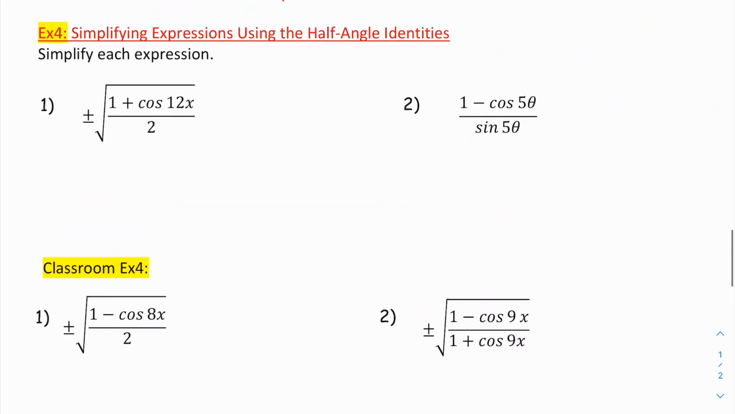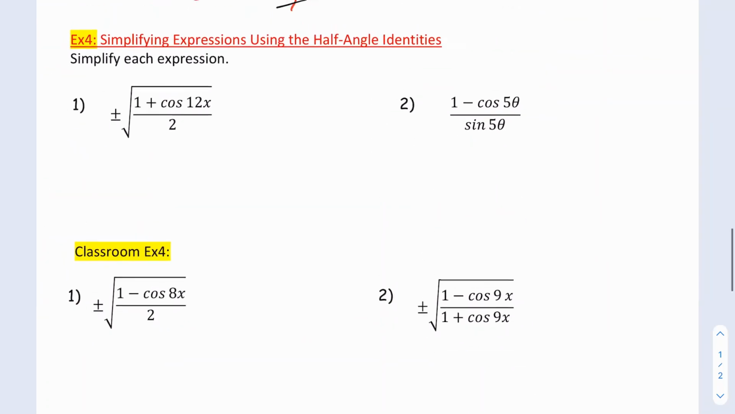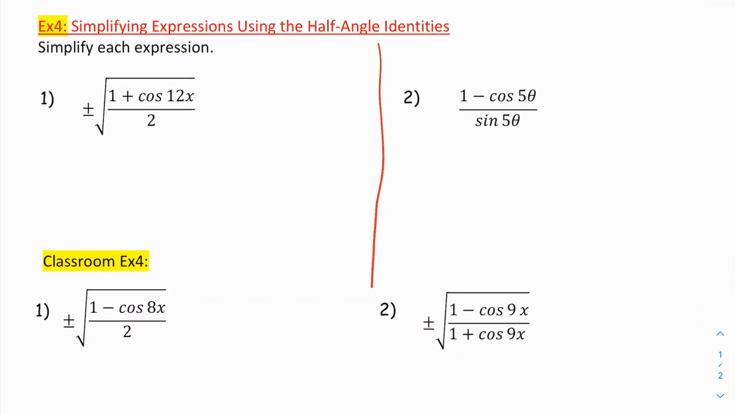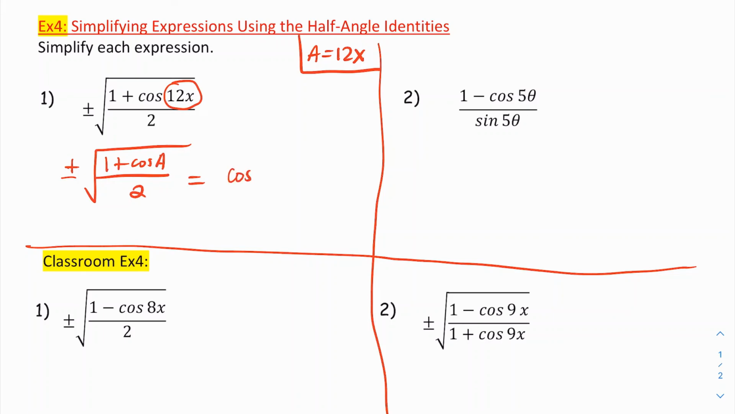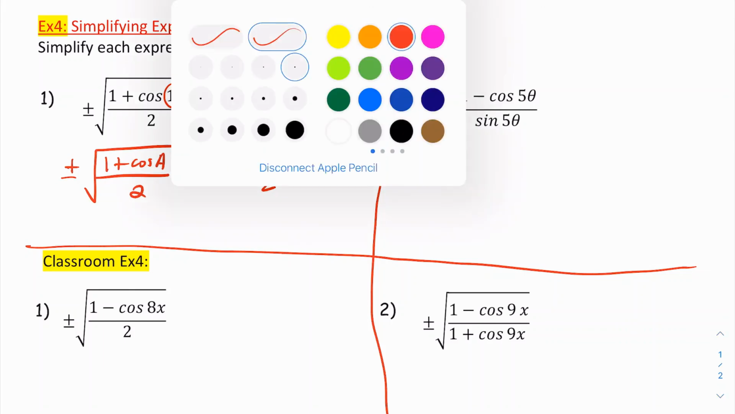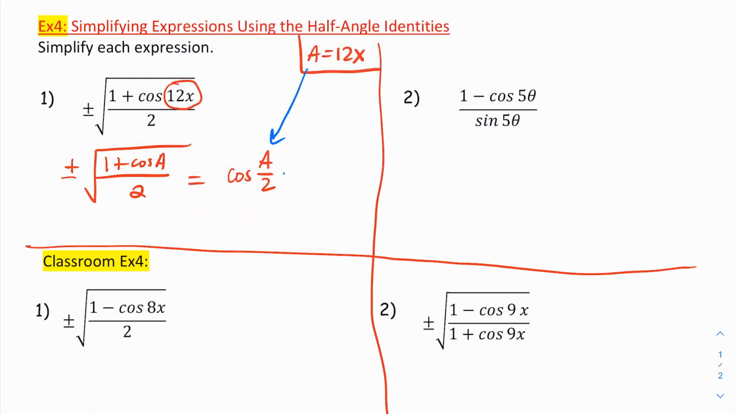All right, so for these last 4 problems they're giving us an equation. These are the ones where we're going to try to work it backwards and see if we can solve these and simplify. Okay, so first we're going to take the angle out of here. We're going to make it A. Please write down that A equals 12x. Then we'll rewrite this. The square root of 1 plus cosine of A over 2 is the cosine half angle identity. So that's equal to cosine of A over 2. Then we take the A value and plug that back in. So it's cosine of 12x over 2, which is cosine of 6x.